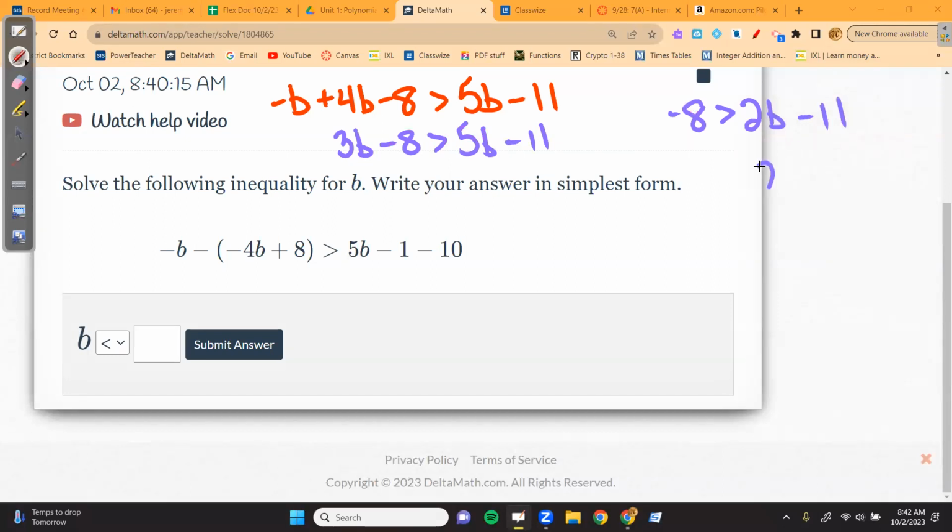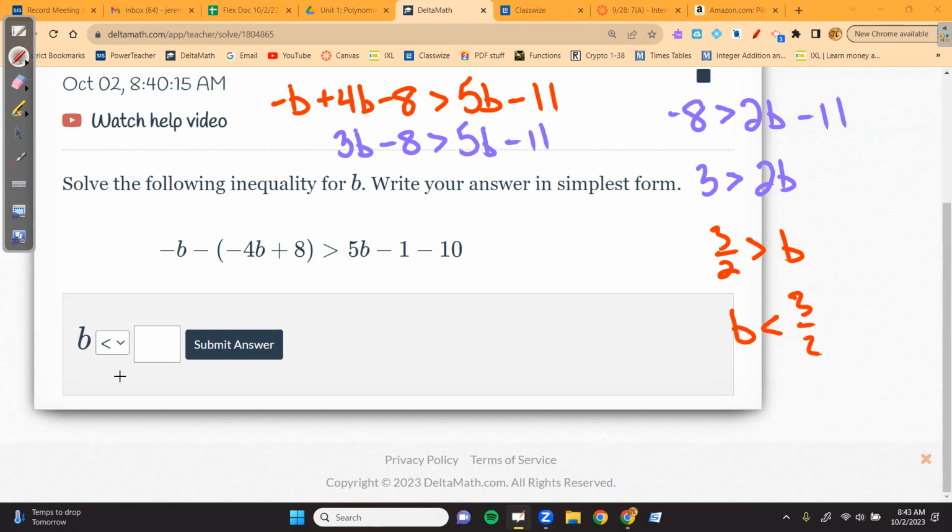We're going to add 11 to both sides. So we're going to keep everything the same. What's negative 8 plus 11? It is not negative 3. It is 3. Last step, which is going to give us this answer. And it is not what we want, right? You guys picked up on this really quick. What's wrong with that answer? It's backwards, right? So we want to flip it to say b is less than.